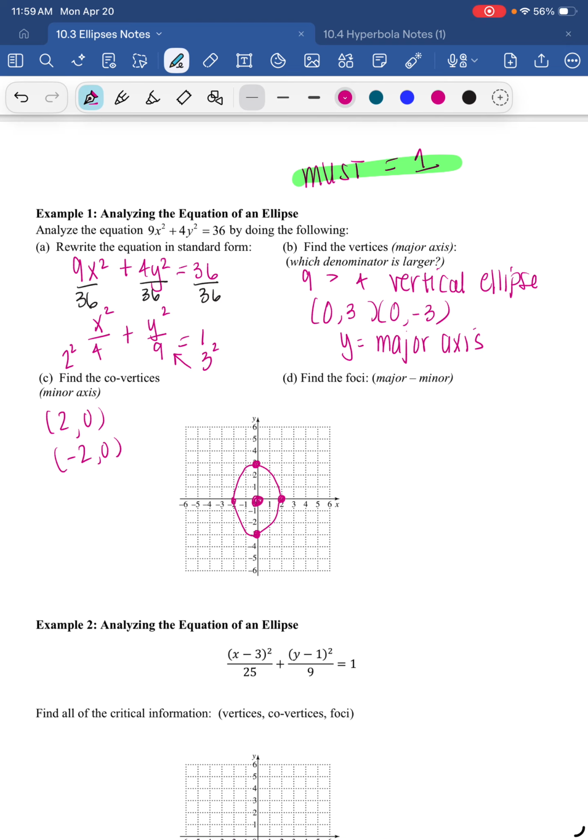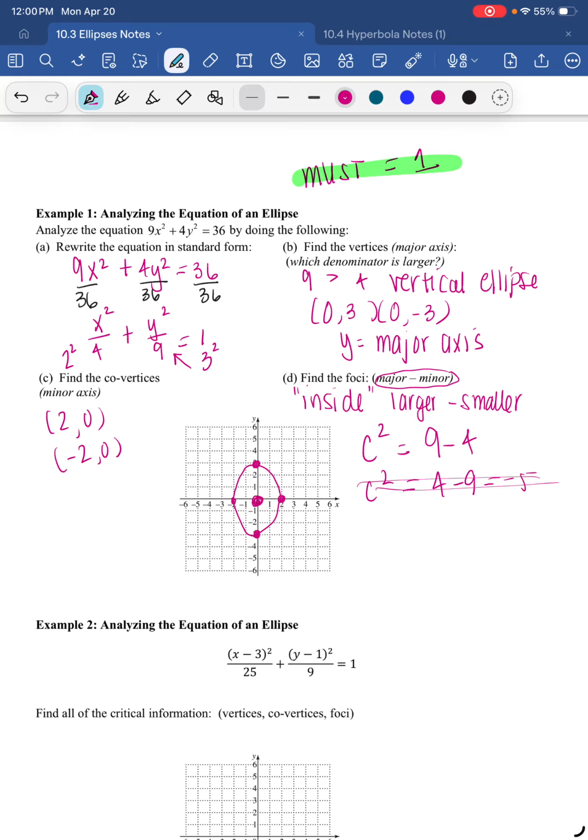But now we have to deal with this thing called the foci. They are always inside the ellipse, just like the focus is inside the parabola. All right, always, always, always the major minus the minor, the larger minus the smaller. So my focal distance is going to be equal to 9 minus 4. Try it the other way around. If you do 4 minus 9, you get a negative number, and that can't happen.